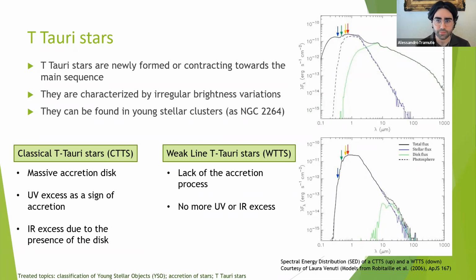And they have those colored arrows that mark the Rubin LSST filters, and that also mark the UV excess, which is a characteristic of the classical T-Tauri stars, because the classical T-Tauri stars have an accretion process that produces UV excess emission, but also the presence of the disk causes an infrared excess emission. Both of them are lacking in the spectral energy distribution of weak-line T-Tauri stars. Indeed, we can see that there are no excesses in the UV and infrared bands.